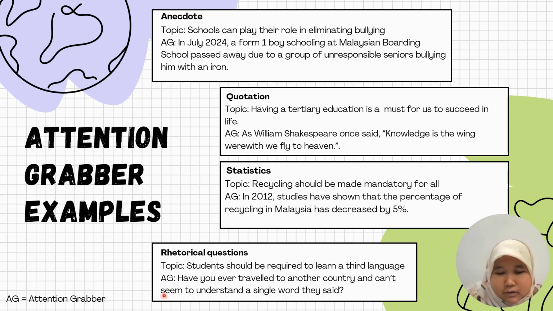And then lastly, the rhetorical questions. For example, the topic is students should be required to learn a third language. You can ask a question to grab the reader's interest. For example, have you ever traveled to another country and you can't seem to understand a single word they said? From this question, the readers will be very intrigued, and it will make them ask themselves what the good answer is. So that is the last type of attention grabber.